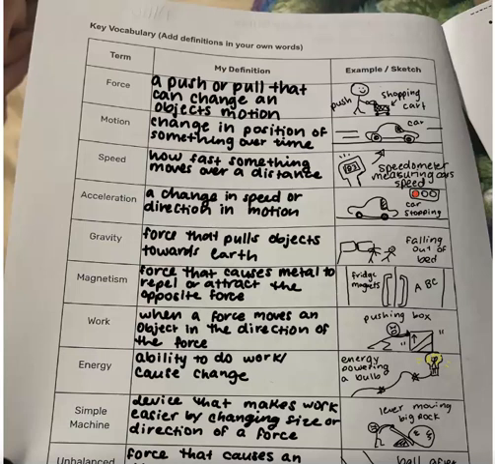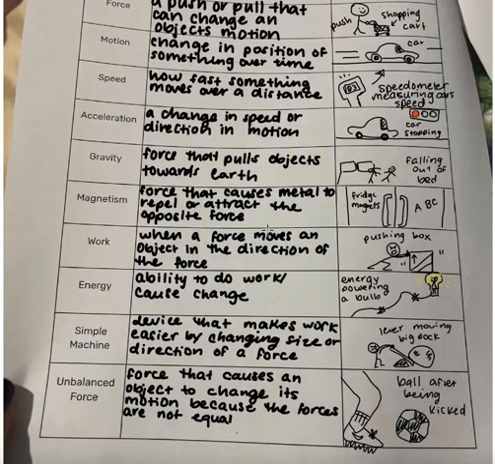So this is Forces in Motion Study Guide, Comp 7. Key vocabulary. So force, a push or pull that can change an object's motion, and for the sketch I put someone pushing a shopping cart. For motion I put change in position of something over time, and I put a car moving. For speed I put how fast something moves over a distance, and I put a speedometer measuring this car's speed.